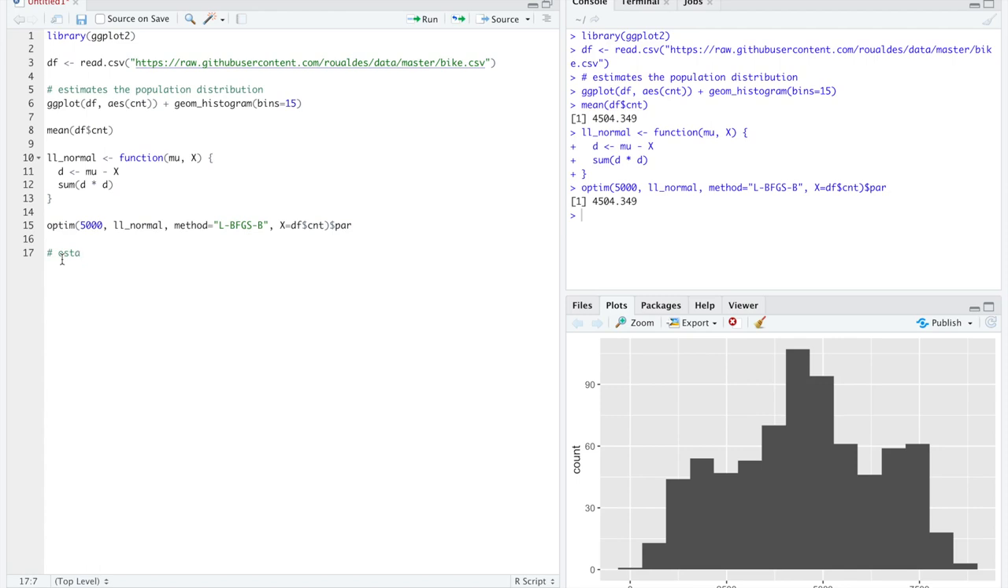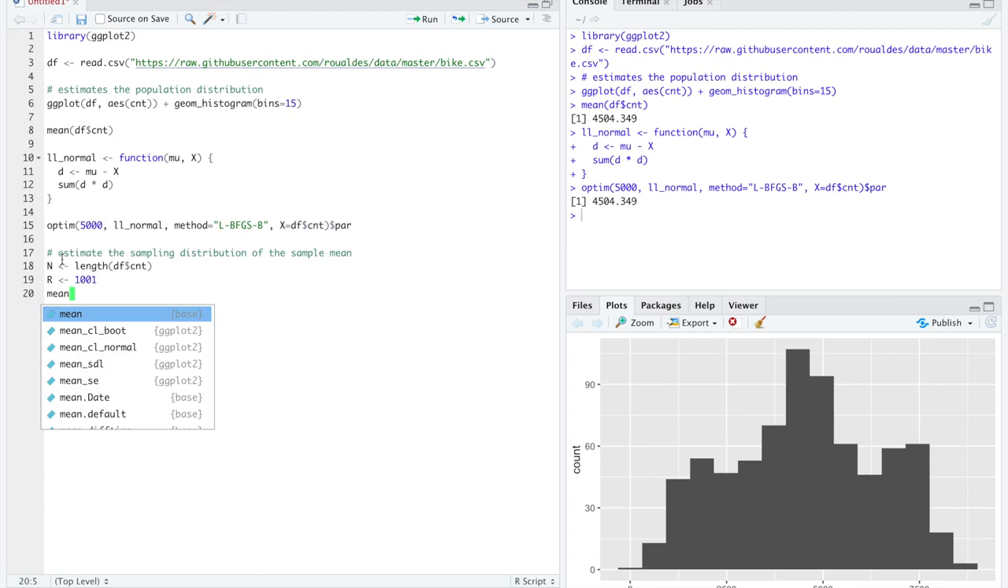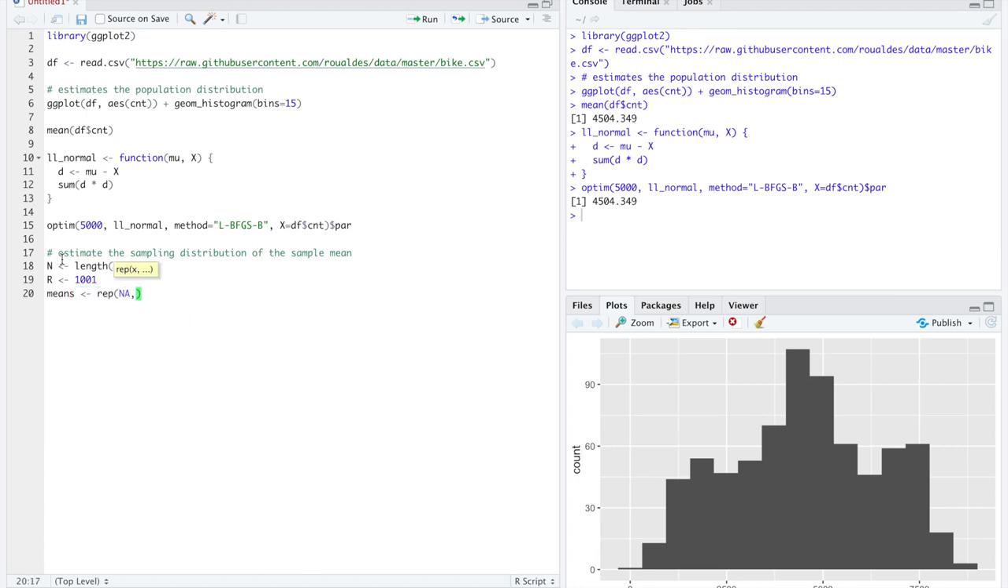Okay, so let's next estimate the sampling distribution of the sample mean. And this is using the bootstrap method, as we have done previously in this class. So I'll just kind of cruise through this piece, and you all can ask me questions in office hours if you need any help through this.